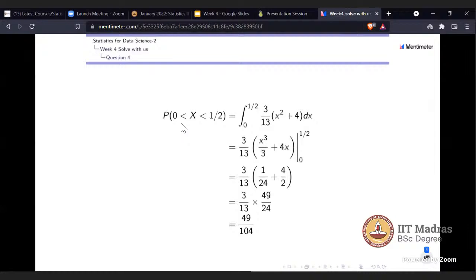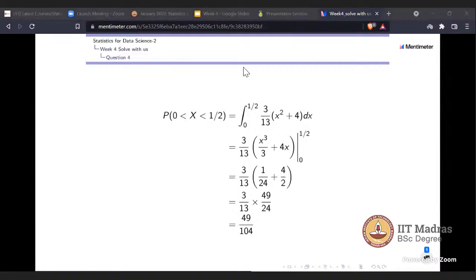So the K value we had already found in the previous question. K is coming out to be 3 upon 13. Now you have to find the probability such that x lies between 0 to half. So you will have to integrate and take the limit from 0 to half. Just integrate the function. I hope you all know how to do the basic integration and just substitute the limits. Once you solve it, you will get 49 by 104.